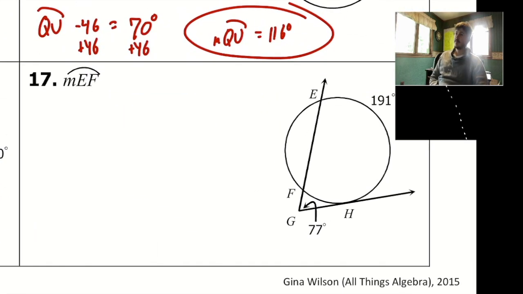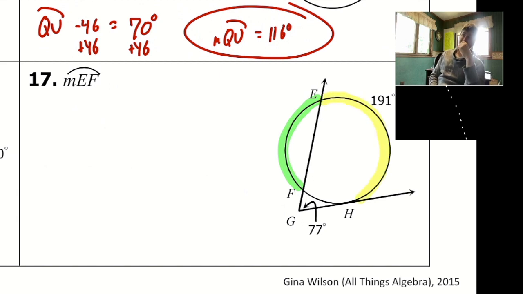We'll do one more on this page, which is find the measure of arc EF. Right away, I'm aware that this arc has nothing to do with the formula set out for us. It has nothing to do with the big arc minus little arc. So I need some other method to figure out what it is. The only other piece of information I have is the big arc, 191.